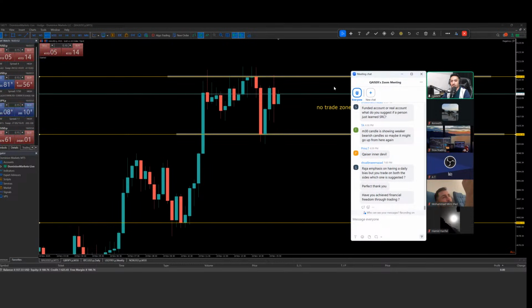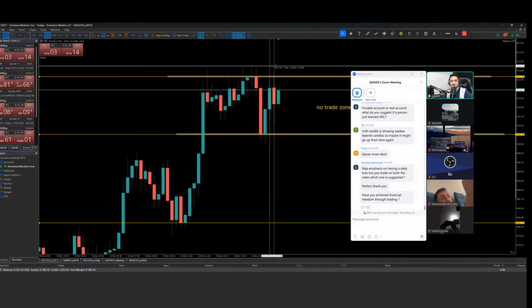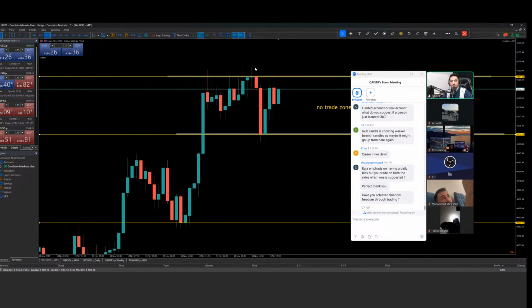Man, it's been 1.5 hours of streaming here. I am looking for some opportunity. I want this candle to have a little lower wick and break above this high. I'm eagerly looking for this buy actually.